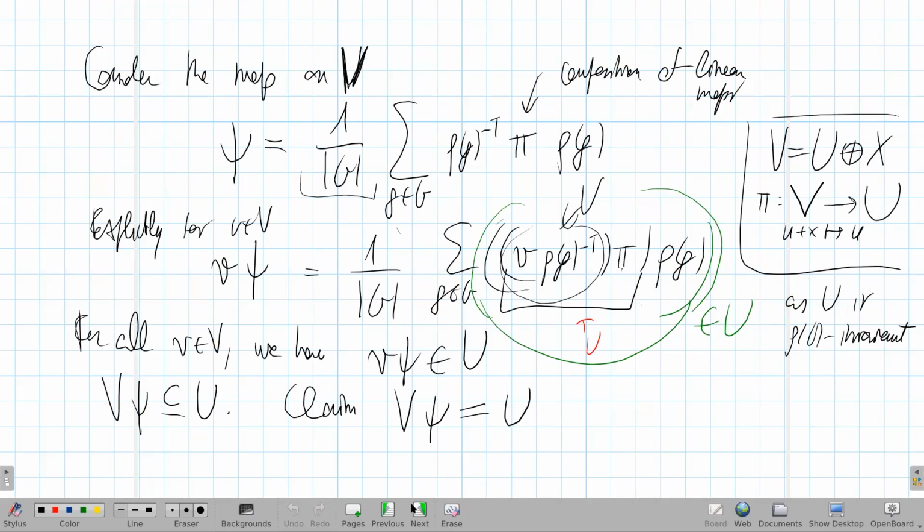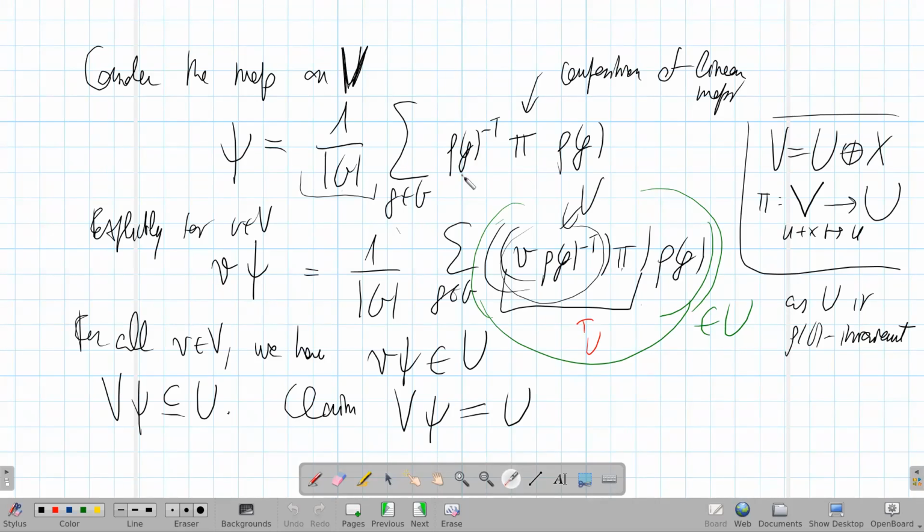And then you do this operation, which we have already seen when showing that there is an inner product. It's an average. This time the average is important. When we were doing the inner product, we did not need the average, but let's take this average. So psi is a composition, a map from V to V. You first apply rho G inverse, then you apply pi, and then you apply rho G. And we had proved that if you apply psi to any element of V, you get an element of U.